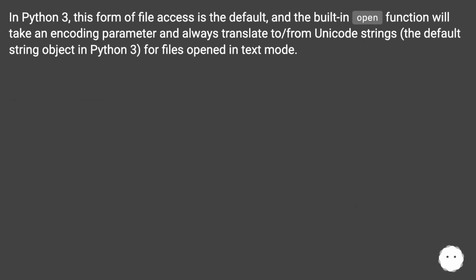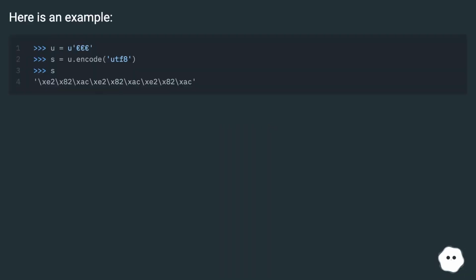In Python 3, this form of file access is the default, and the built-in open function will take an encoding parameter and always translate to, and from, Unicode strings, the default string object in Python 3, for files opened in text mode. Here is an example.